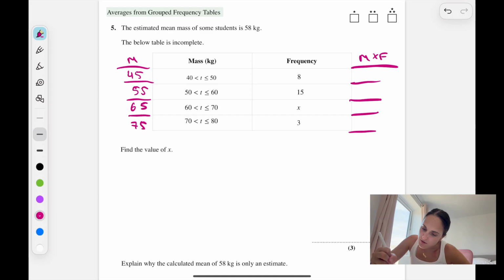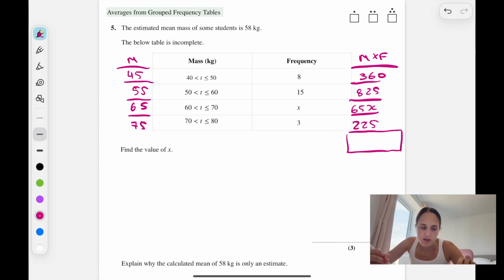So we have 45 times 8. So the first one is 360. Then we have 55 times 15. So that's going to be 825. Then we have 65 times x, which is just 65x. And then we have 75 times 3, which is 225. So usually we would add up all of these. So if I do that, I've got 360 plus 825 plus 225, which is 1410 plus 65x. I'm just going to put plus 65x here.